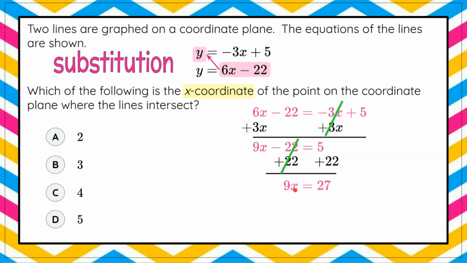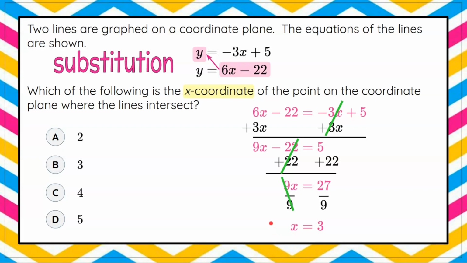To solve for x, I'm going to do the inverse of multiply by 9, which is to divide by 9. What I do to one side, I must do to the other. 9 divided by 9 is 1x, and 27 divided by 9 is 3. So I know that the x value of the ordered pair where these two lines cross is 3.